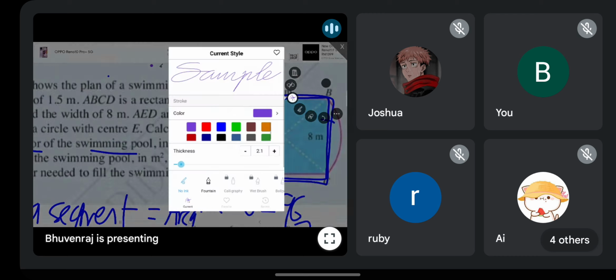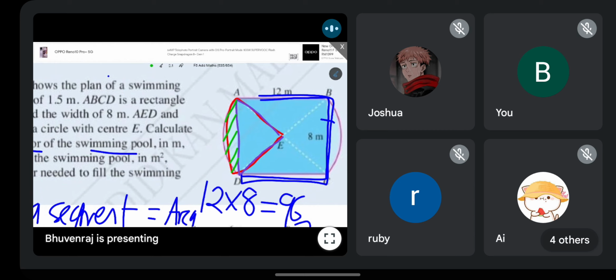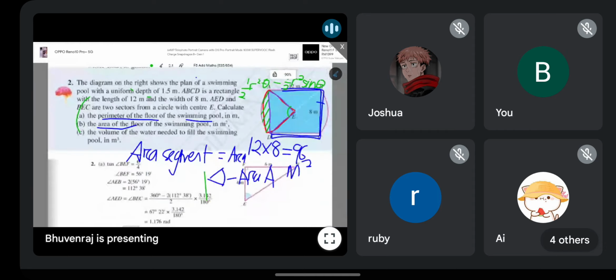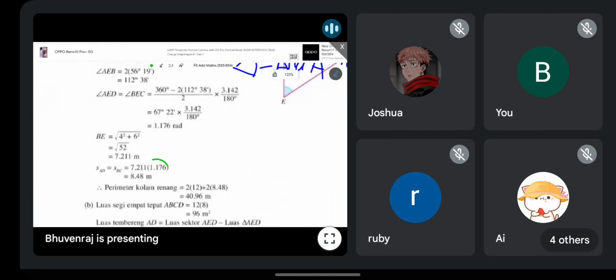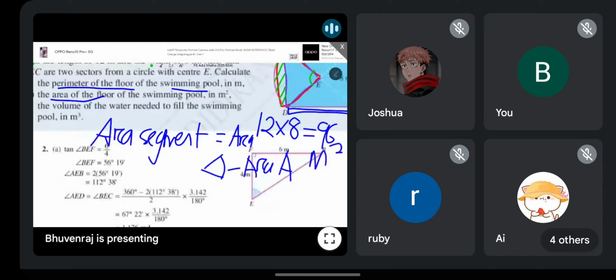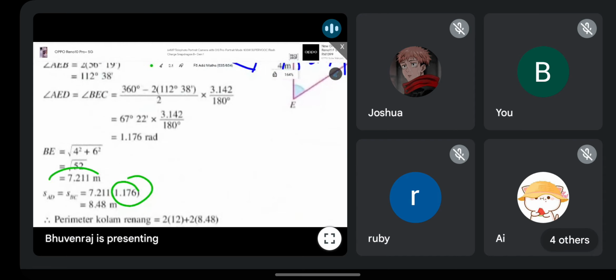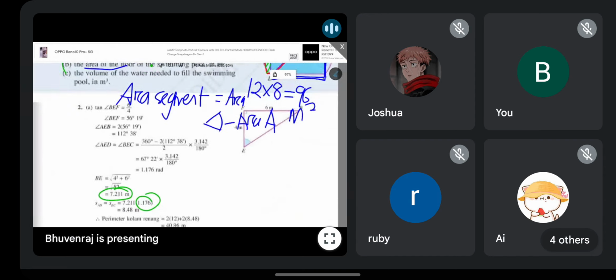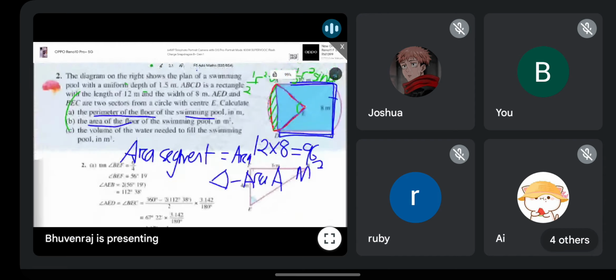This is the concept. Okay, so half R square theta tolak half R square sin theta. Ini rumus dia. Okay, angle kamu dah cari tadi. Okay, sudut dia 1.176. Kamu gantikan saja. Okay, radius is this one. 7.211. So kamu dah ada semua info dah. Kamu ganti dalam rumus ni saja.